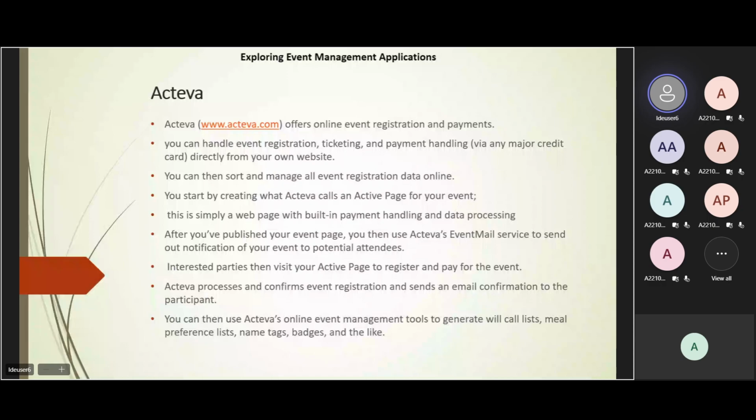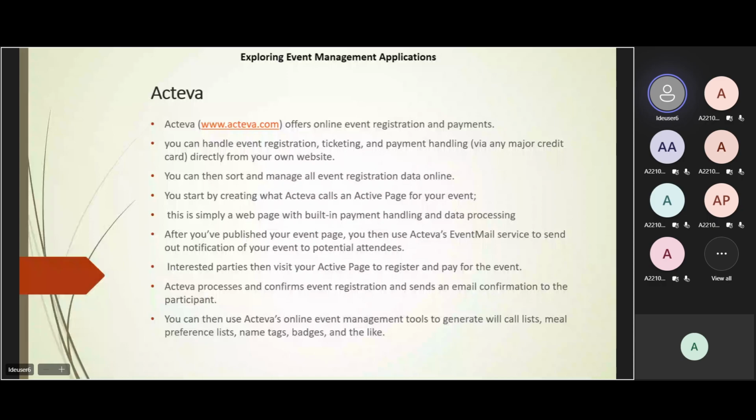Activa processes and confirms your event registration and sends an email confirmation to the participant. Then you can use Activa's online event management tools to generate call lists, mail preference lists, name tags, badges, and the like.